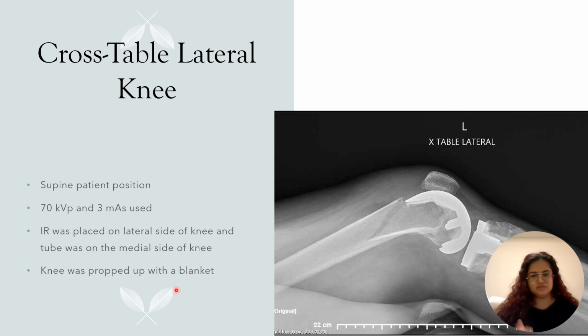To get her knee to be visible within the IR, it was propped up with a blanket, which helps to keep the knee from being too low on the IR. The cross table lateral really allows for a very clear view of the fracture and just how deep within the bone it is. You can see that there is quite a bit of space between the fracture. You can see here we also have, again, the distal femur, the knee replacement, patella. We do have tib fib here as well.